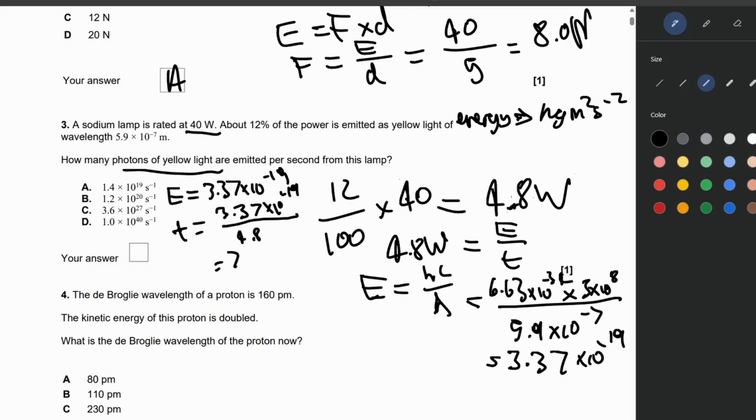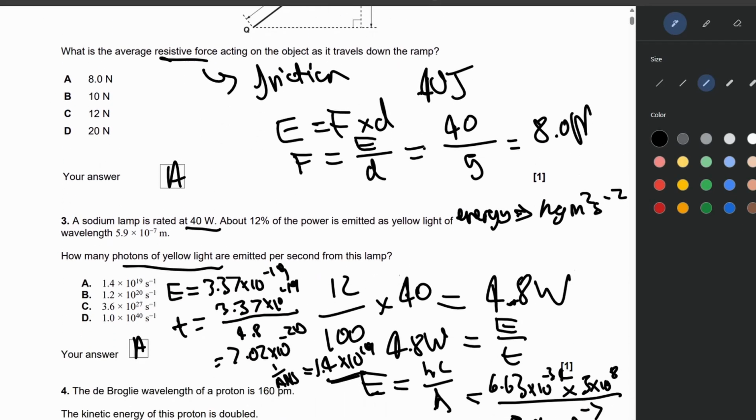Okay, I got 7. Okay, 1 divided by that. 1.4 times 10 to the 19. Okay, that is one of the answers, so that's the answer that I got, so I'll stick with that.